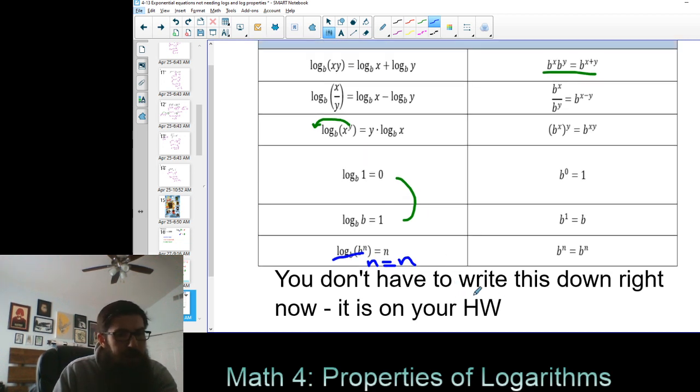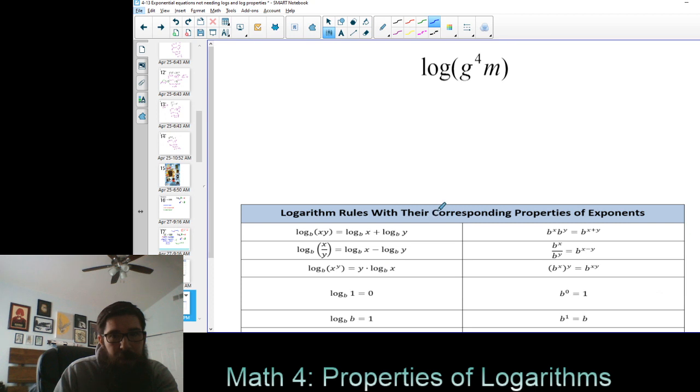This should be in your homework stuff, so if you want to print this out and use it, absolutely, I would highly recommend that. Let's clean some of these things up, okay? We're going to work right now on expanding these using all of these log properties.